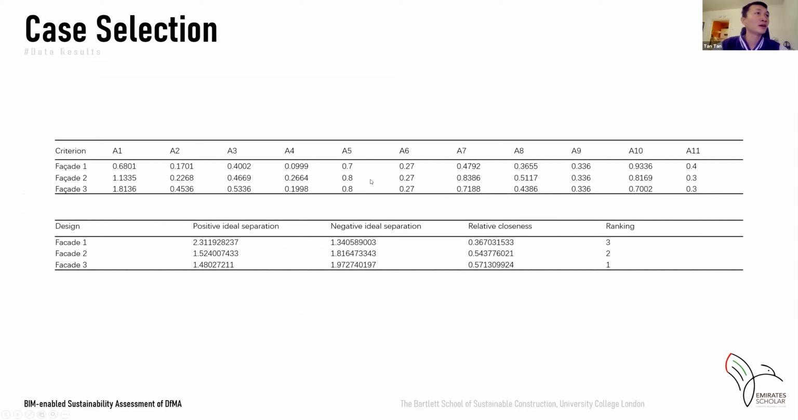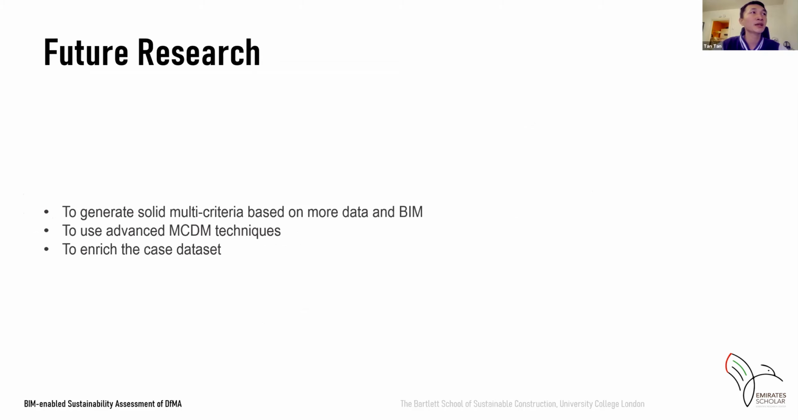Finally, this data set was input into the fuzzy AHP-TOPSIS method, which showed that facade design option 3 has the best sustainability performance in terms of DFMA. In future study, we will further develop this conference paper from 3 perspectives: generating solid multi-criteria based on more data and BIM, using advanced MCDM techniques, and enriching the case data set.